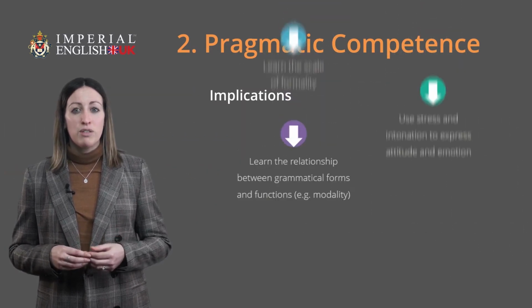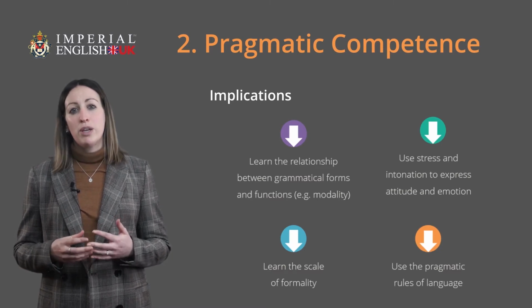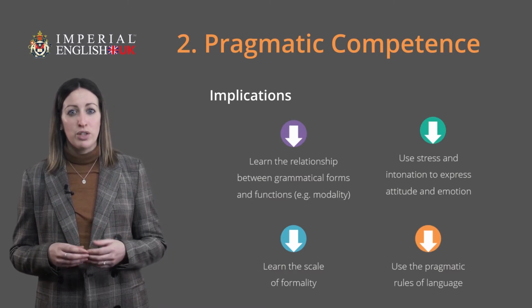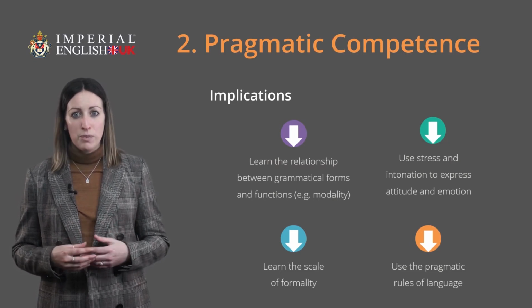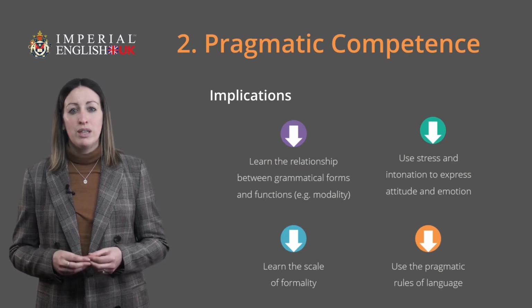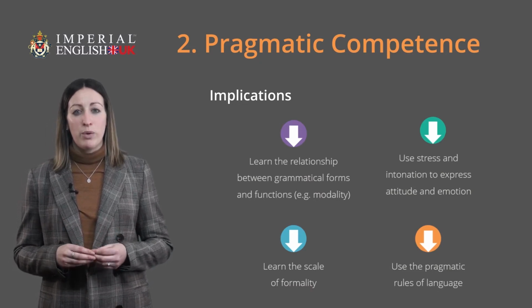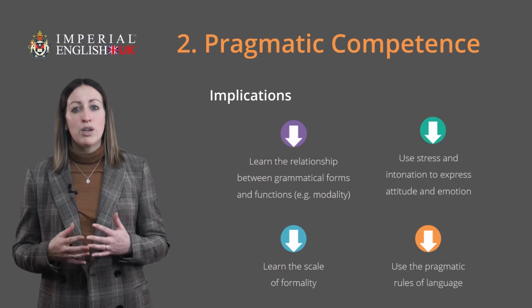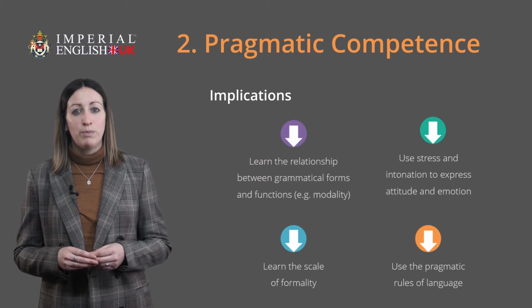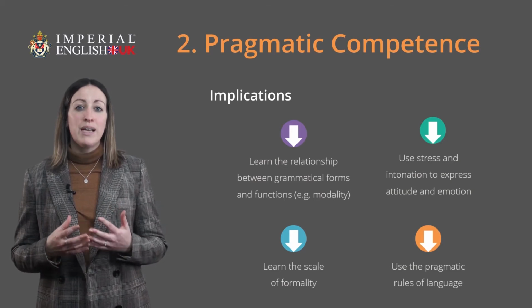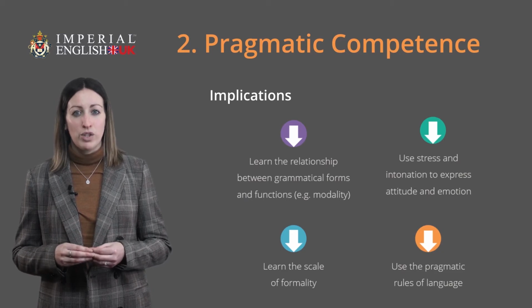The implications for oral skills in the language classroom are the need to learn the relationship between grammatical forms and functions, for example, modality, use stress and intonation to express attitude and emotion, learn the scale of formality, and use the pragmatic rules of language. Pragmatic competence is a skill you can play around with according to the learner's level.